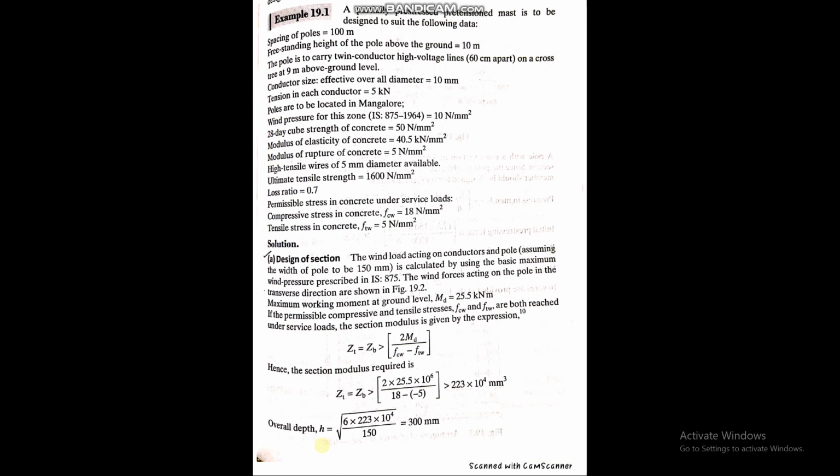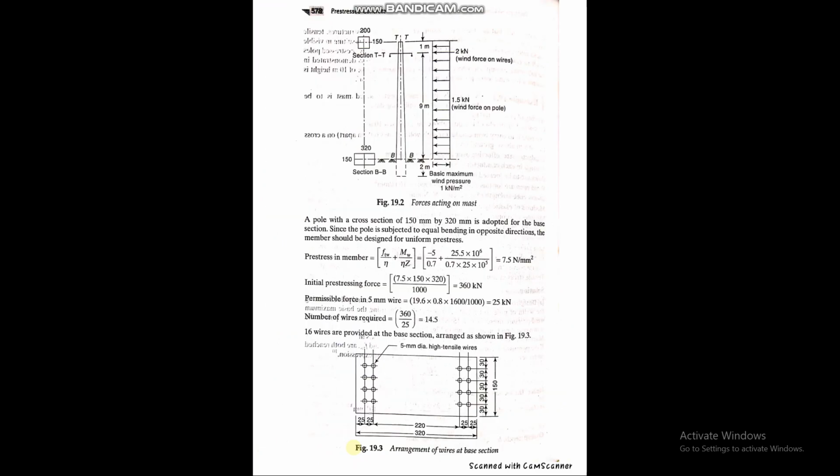Since you have already assumed the width to be 150 millimeters, and you know the section modulus expression for a rectangular section is BD square by 6, you simply use this expression and find the overall depth. In this case the required overall depth turned out to be 300 millimeter. Obviously we will not directly provide 300, we are going to provide just a tad bit above 300. So it is provided as 320 millimeter at the base of the section.